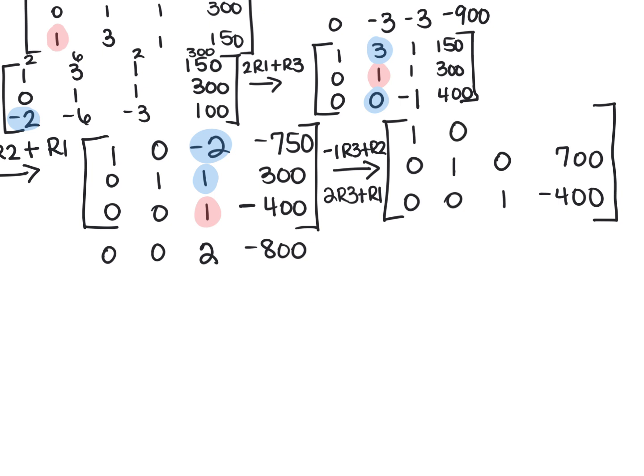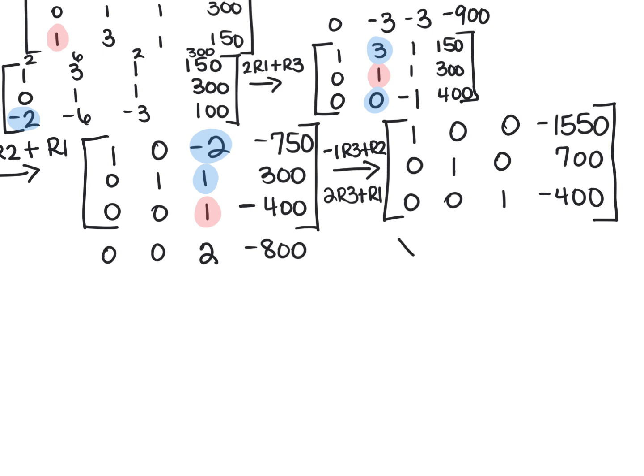2 plus negative 2 is 0. And negative 400 plus negative, so negative 800 plus a negative 750 is negative 1550. So this finalizes my row echelon form.